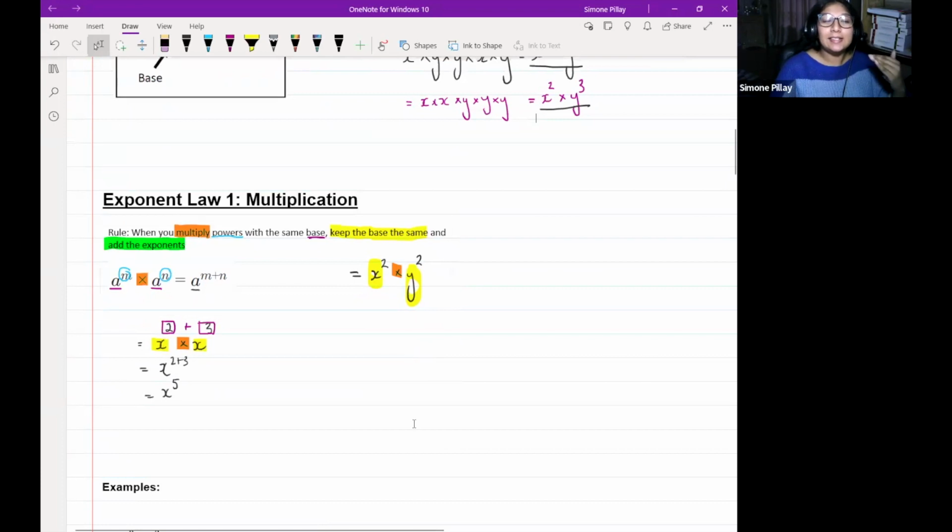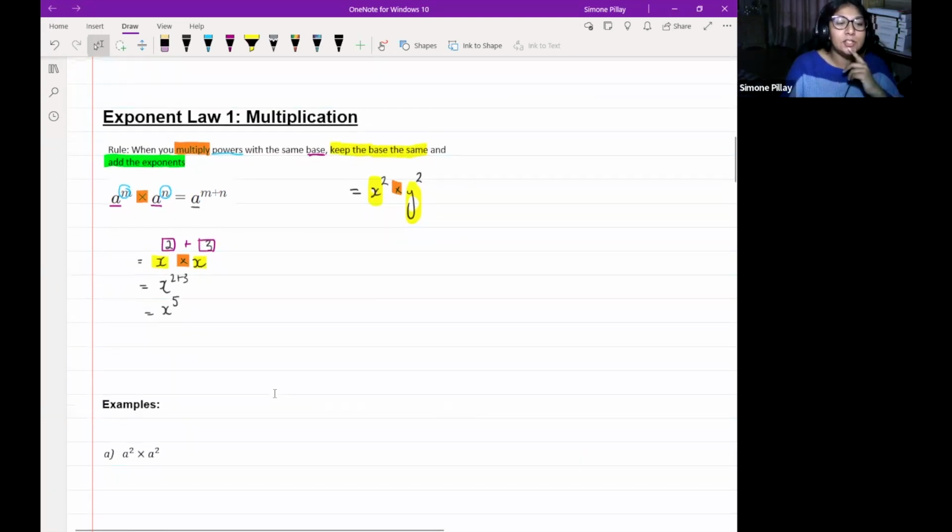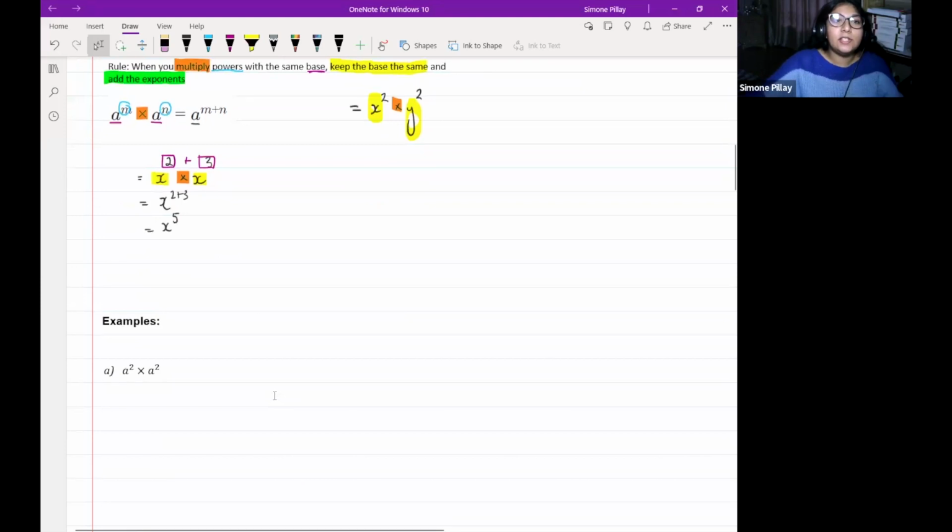Let's go ahead and actually try some examples, and you'll see it can get quite tricky. I know it seems easy now, but once we start putting more stuff in, it's like, okay, how do we do this? So let's look at it. Easy ones first: a squared times a squared. Does someone want to help me?